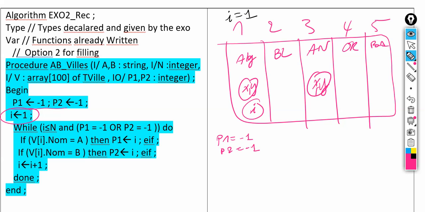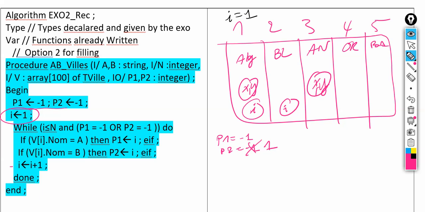Yes, it's Alger. So I will save the position of the town B in P2. So P2 is 1, right? Okay. And after that, I will increment the I. I will go to the next element, right? To the next element in the array.